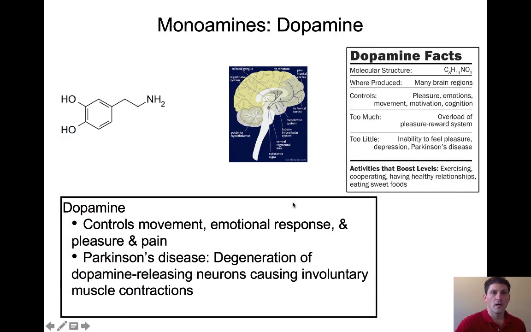Dopamine, again, controls movement, emotional response, pleasure and pain. In Parkinson's disease, we have the degeneration of those dopamine-releasing neurons, and that ends up causing these involuntary contractions.